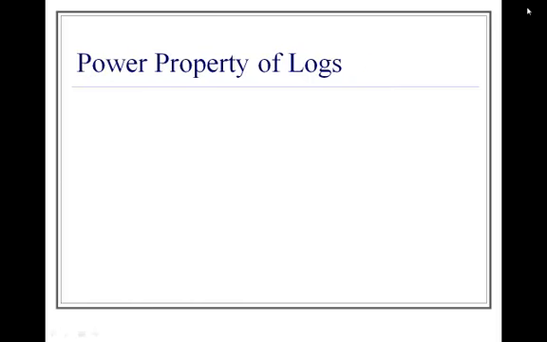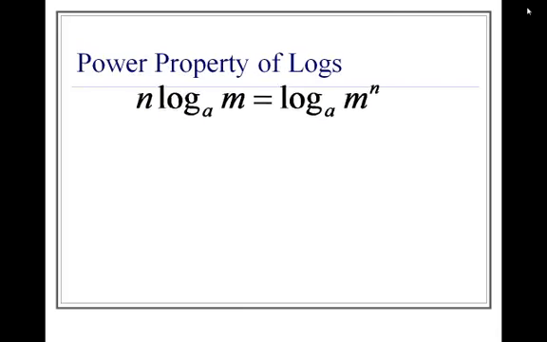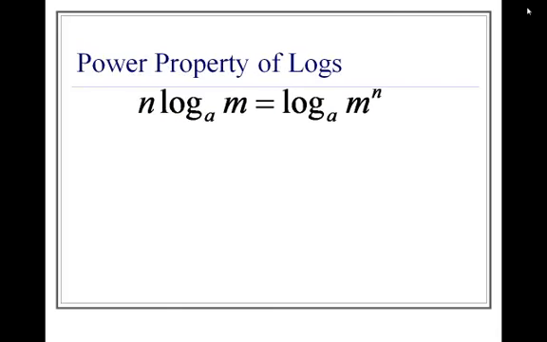The third property is called the power property of logs. This property is probably the most difficult of the three for you guys to remember, and it means that when you have a number in front of a log, it moves up to the exponent for what you're taking the log of. N is the exponent for m.